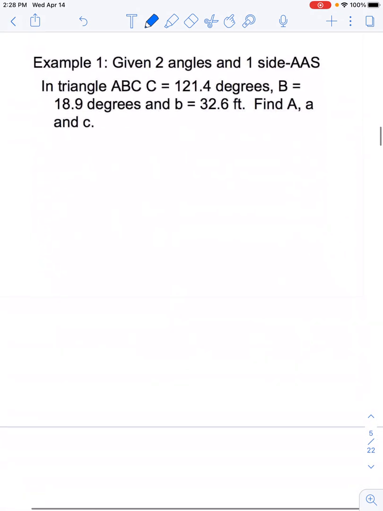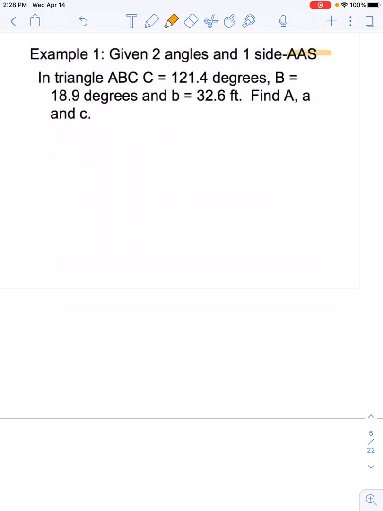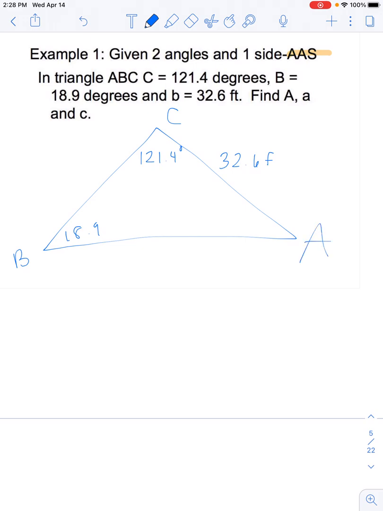Here's an example, and this is the angle-side example. I'm going to draw a picture of triangle ABC. I know that angle C is an obtuse angle. Angle B is 18.9 degrees. Side b is the side opposite angle B. We're supposed to find angle A, side a, which is opposite angle A, and side c. The first thing I'm going to do is find the measure of angle A. All the angles in a triangle add up to 180 degrees.